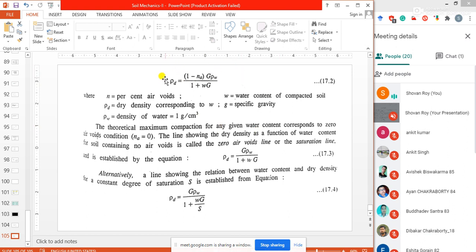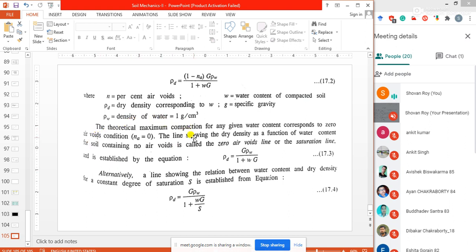So this is the formula through which we can find the percentage of air voids, as well as all the values required for the zero air voids line. The same is written here: Na is the percent air voids, w is the water content of the compacted soil, rho d is the dry density corresponding to w, G is the specific gravity, and rho w is the density of water.